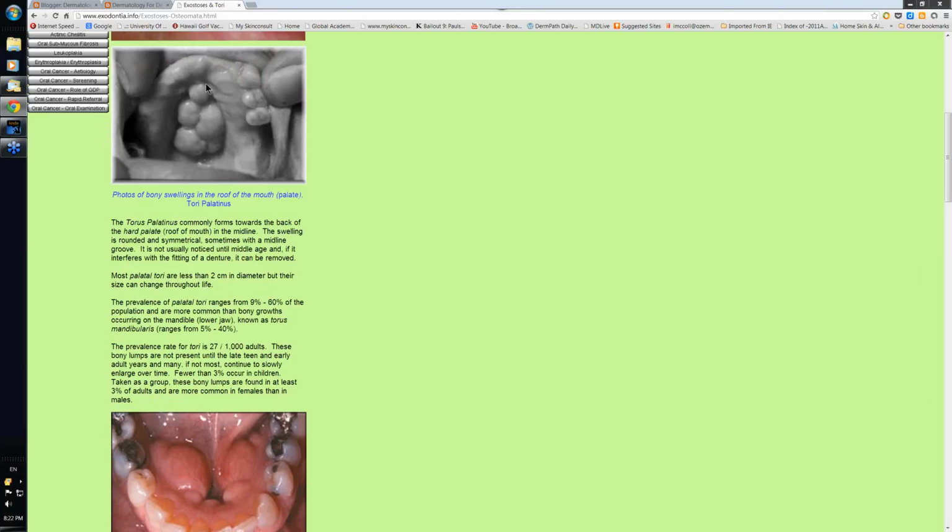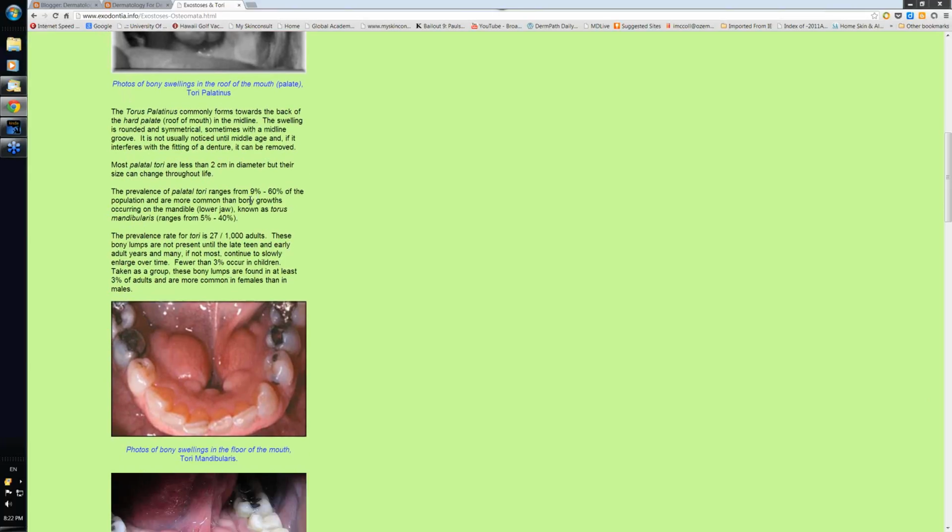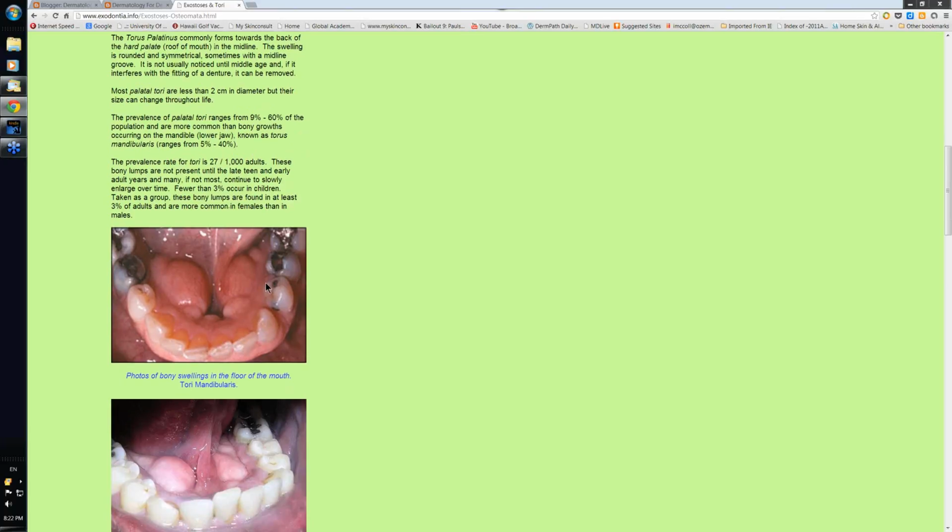Yeah, torus palatinus is when they're arising from the palate here. They're usually rounded, less than 2 centimeters in diameter. Do you look at those figures? 9 to 60% of the population for palatal tori. These are ones here that are in the floor of the mouth, and they're arising from the mandible, as we mentioned earlier.